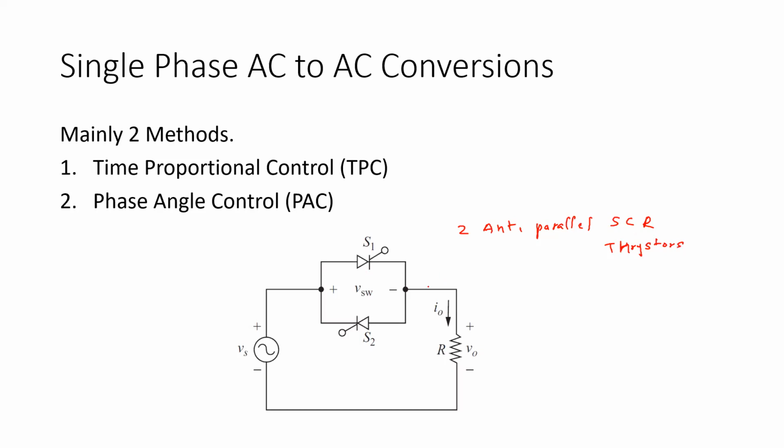So this configuration is called anti-parallel SCRs. I'm sorry for my handwriting. What happens here is these are silicon controlled rectifiers. That means these are diodes, but these are controllable.